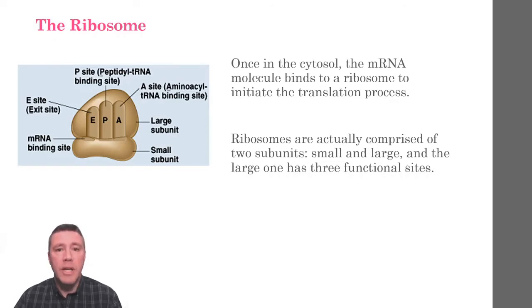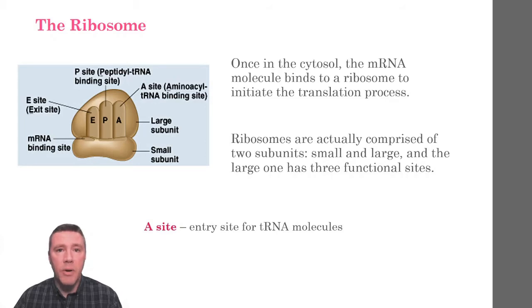The large subunit has three functional sites. These are locations at which specific events of translation will occur. The first of these three sites is called the A site. Officially named the amino-acyl tRNA binding site, this is the location at which transfer RNA molecules will enter the ribosome, bringing their amino acids with them.